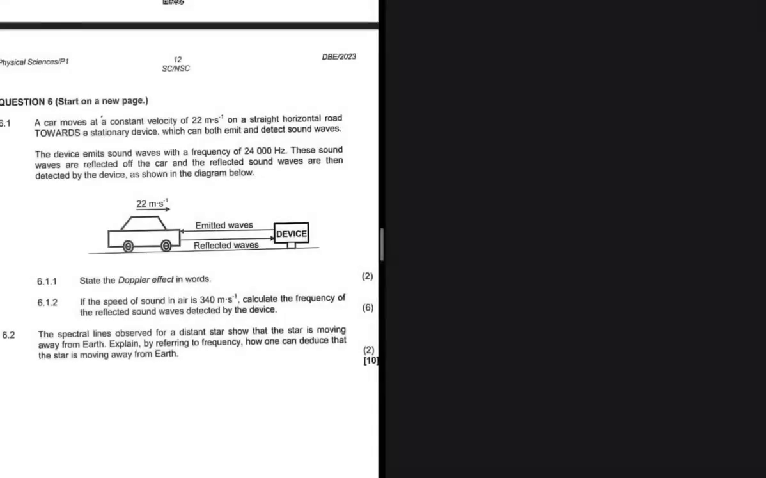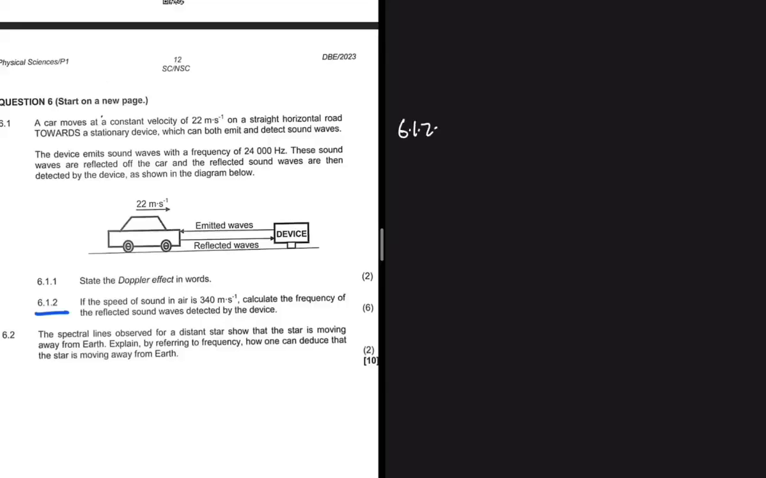One of the most interesting questions under the Doppler effect I've come across is 6.1.2. So let's look at 6.1.1 first. You just need to state the definition of the Doppler effect in words. I'm sure you can do that. Let's look at 6.1.2, the interesting question.